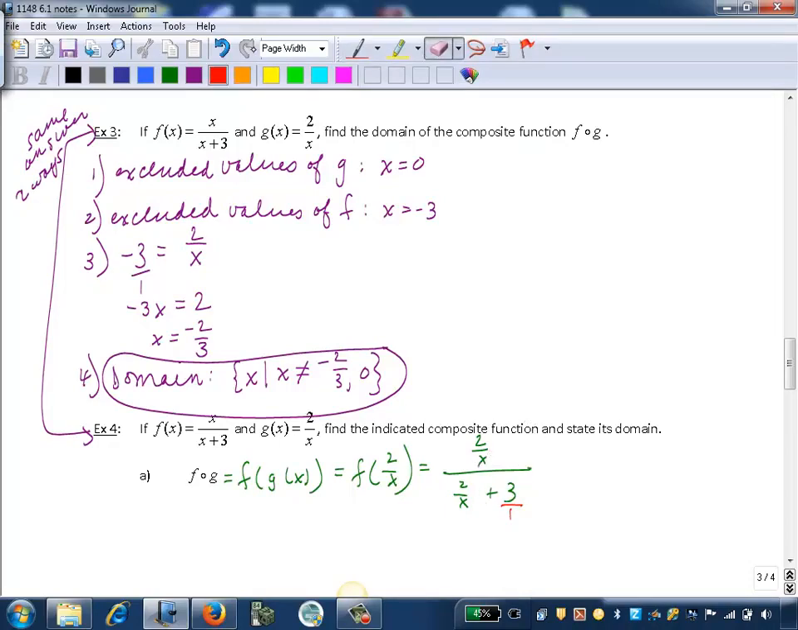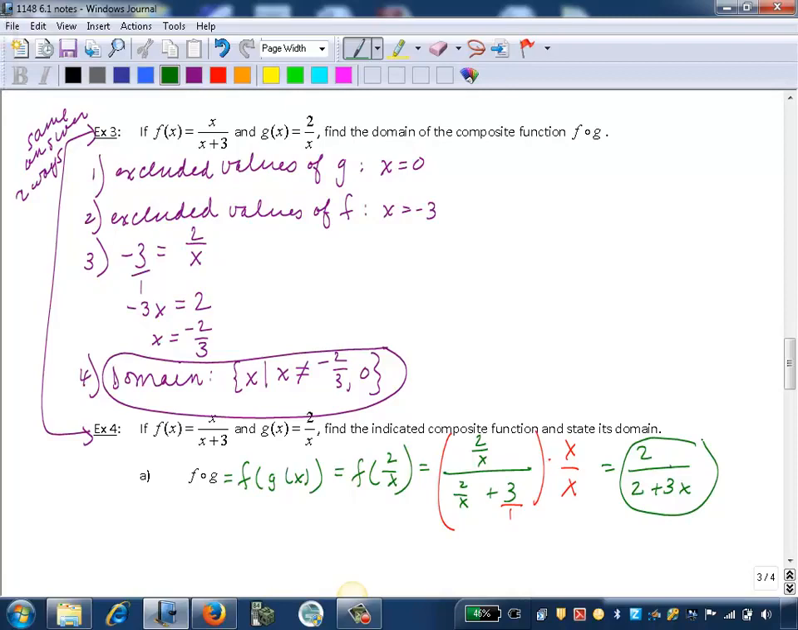So if we multiply the numerator and denominator of the large fraction by x, that's going to clear out those fractions. So 2 over x times x just gives us 2. And then here again, 2 over x times x gives us 2, plus 3 times x, which is 3x. So our composite function is 2 over 2 plus 3x.